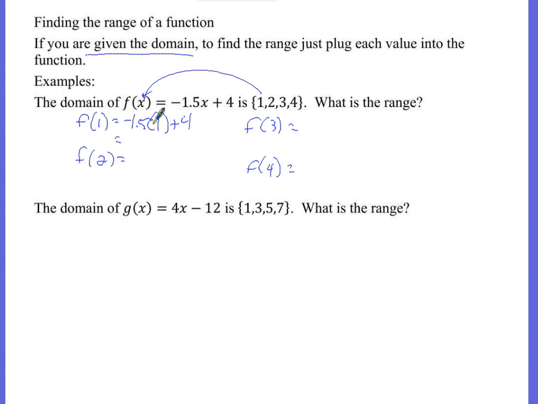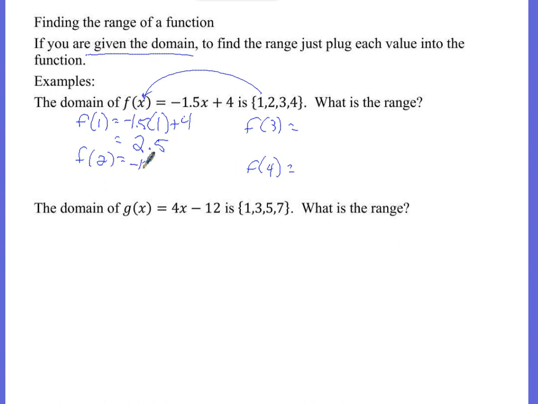negative 1.5 times 1 is negative 1.5. Negative 1.5 plus 4 is 2.5. How do I get that? Using my head. I added. Yes, you can. 4 minus 1.5. Think of money. You have $4, you spend $1.50. You're left with $2.50.